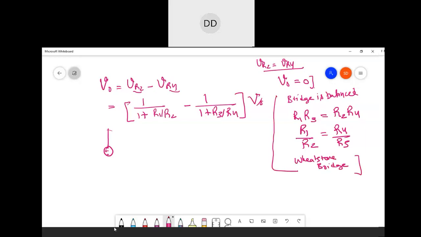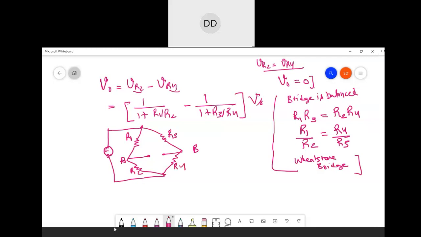And also there is a particular combination of resistive ladders. This is my plus. Same bridge network: R1, R2, this is my R4, R3, I'm connecting it here, this is my V0, this is point A, and this is my point B. So I write R1, R2, R3, and R4.